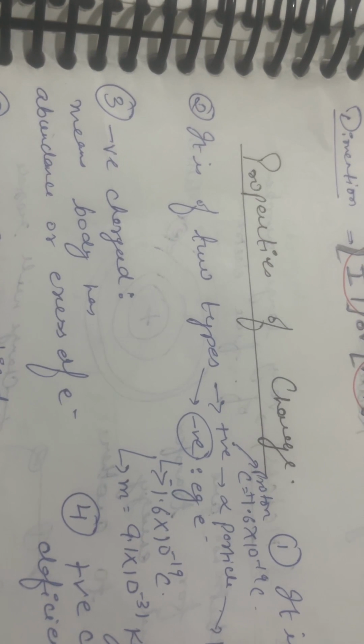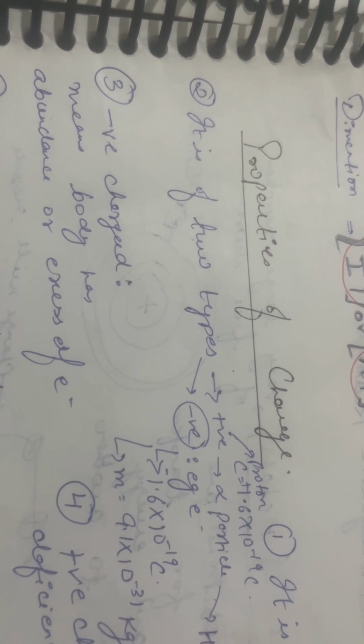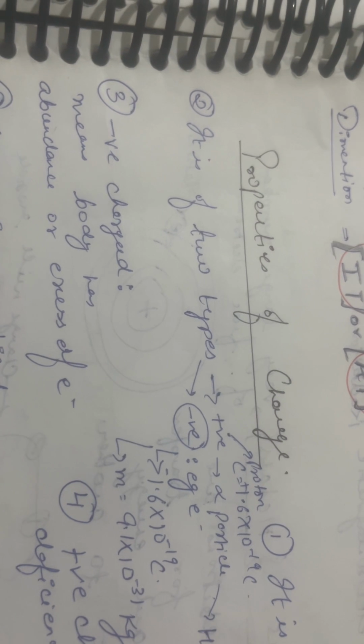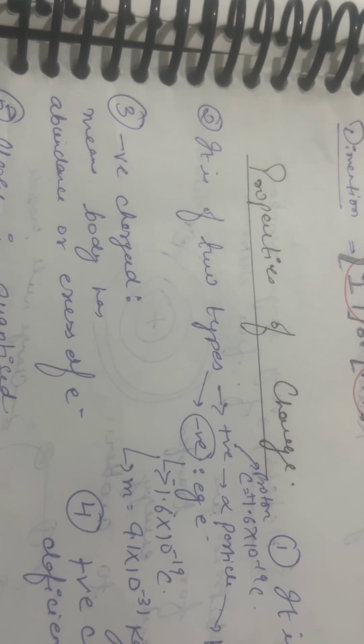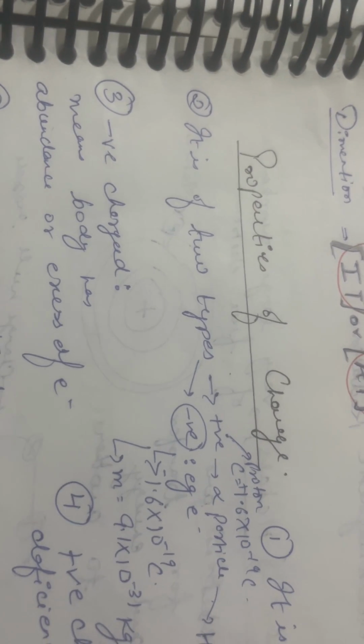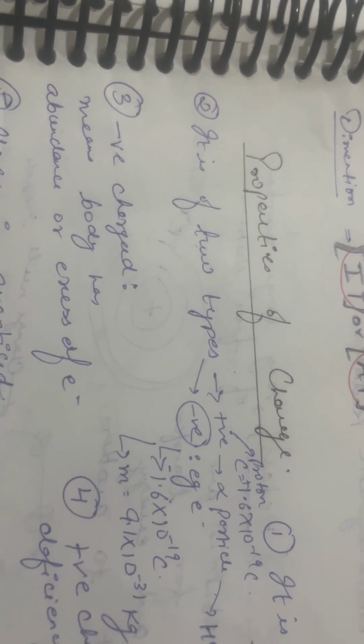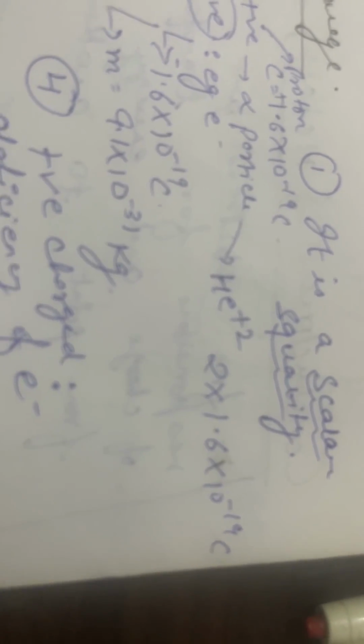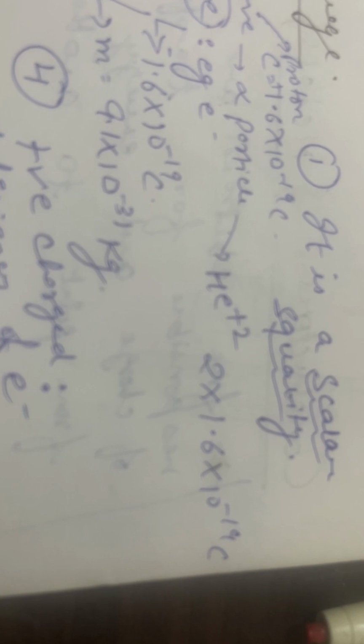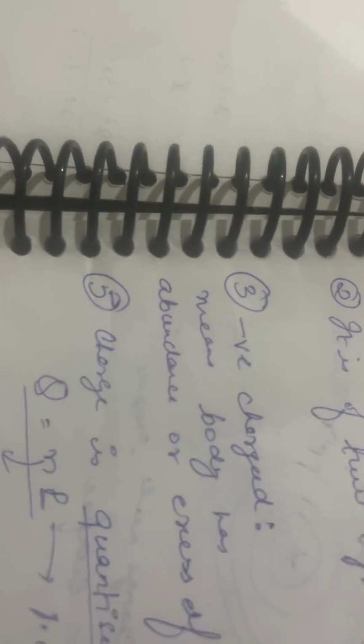Now the positive charge may be due to protons, or due to the loss of electrons, resulting in a higher percentage of protons. Like in helium 2 plus, the positive charge is 2 into 1.6 into 10 to the power minus 19 coulombs, because it is deficient by 2 electrons. Hence the positive charge is gained. Now a negative charge means a body has an abundance or excess of electrons. That is what is meant by a negatively charged body.